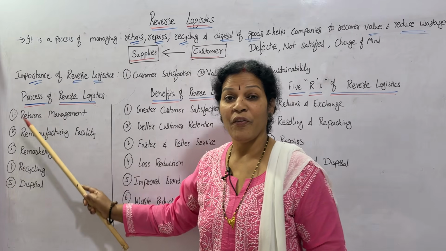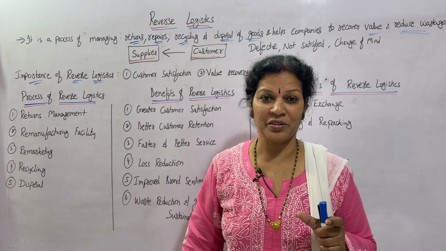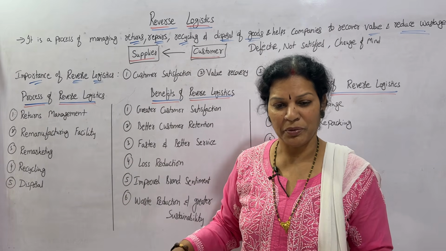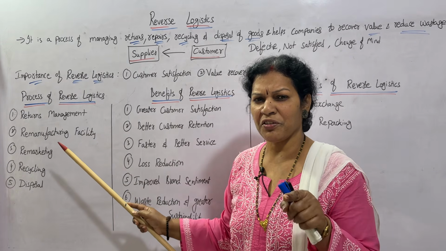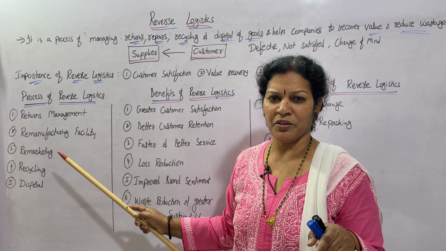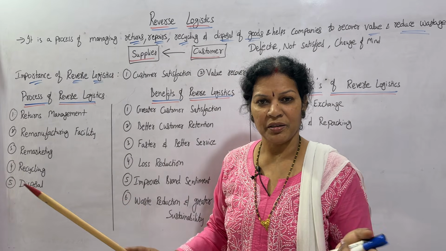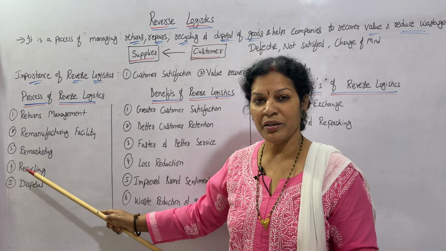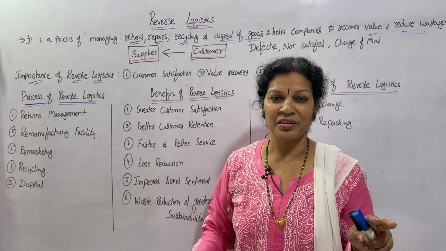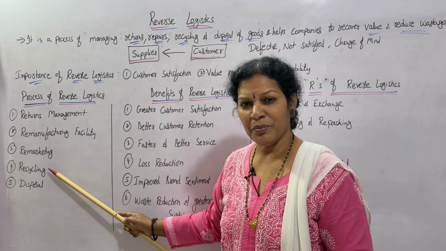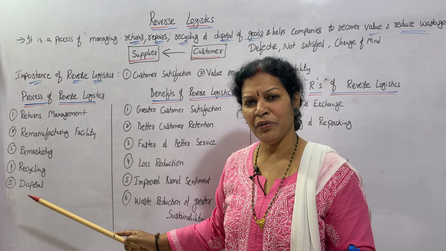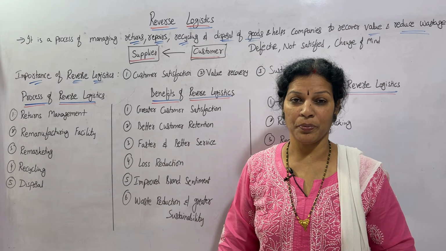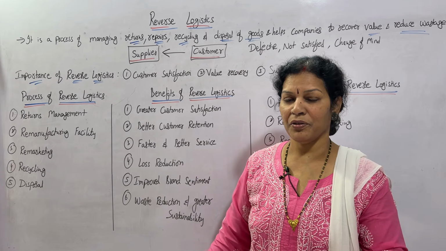These are the five stages of the process of reverse logistics. Am I clear about it? Once again, just understand it. First, return management means you first take the products back, then after that comes the remanufacturing facility. Is there any possibility of remanufacturing? Or otherwise remarketing. If the product is completely perfect, then go for remarketing. And if the product is unable to be used, then recycle it. And sometimes the product is not even useful for recycling, then go for disposal. So these are the five stages of the process of reverse logistics.